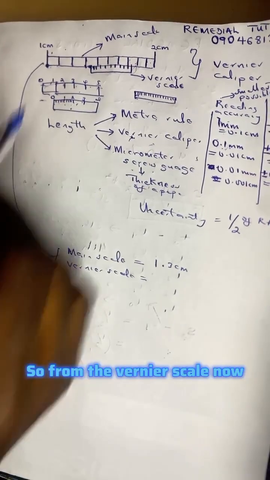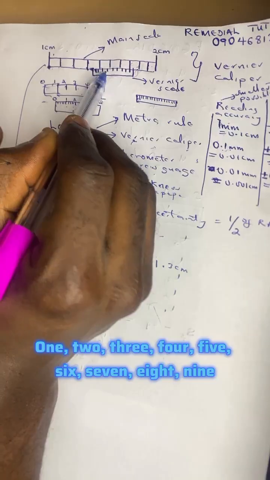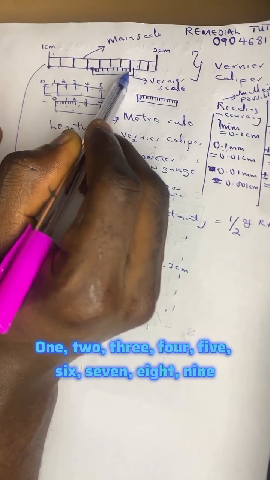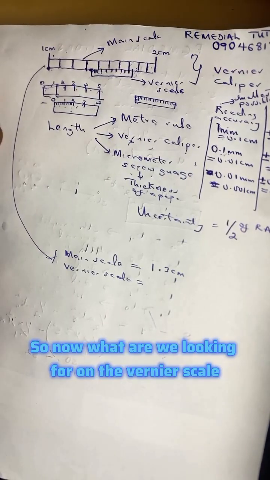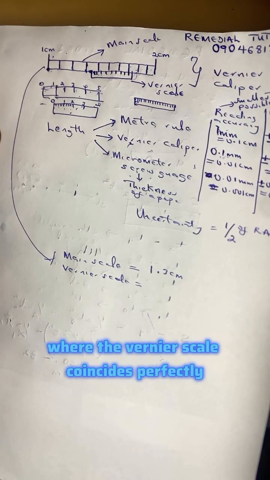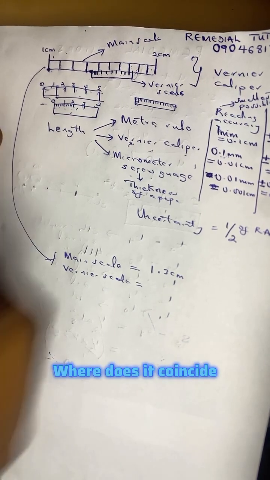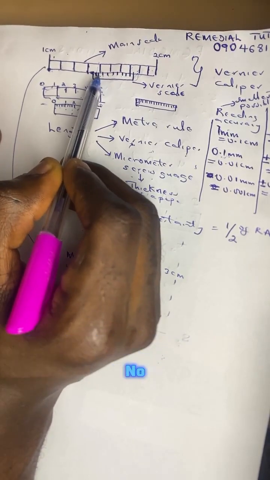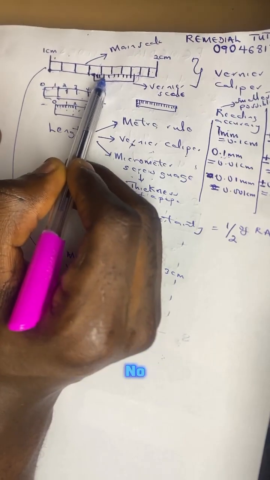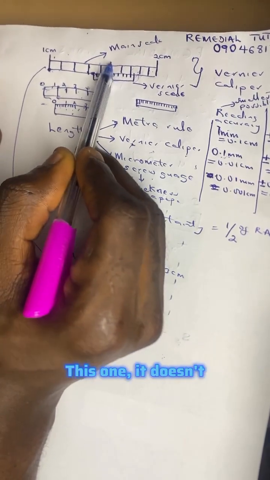So from the vernier scale now, let's go there. 1, 2, 3, 4, 5, 6, 7, 8, 9, 10. So now, what are we looking for on the vernier scale? We are looking for where the vernier scale coincides perfectly with the main scale. Where does it coincide? Let's check. This line on the vernier scale, does it coincide with the main scale? No. This line, does it coincide with the main scale? No. This one, it doesn't coincide. This one, it doesn't coincide.